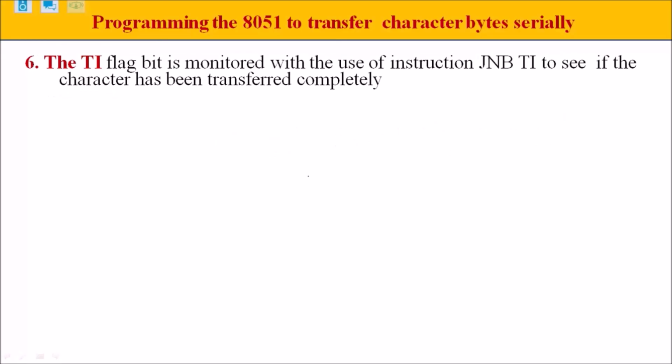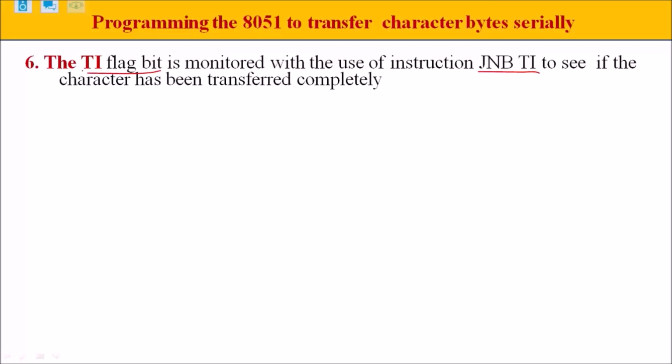What we have to do? We have to check the TI flag bit, whether it is 0 or 1. 0 means it is not transmitted completely. When it becomes 1, it indicates that our character is transmitted. If you want, you can transmit the next character. Before that, clear this TI flag, which we do in timer programming also.